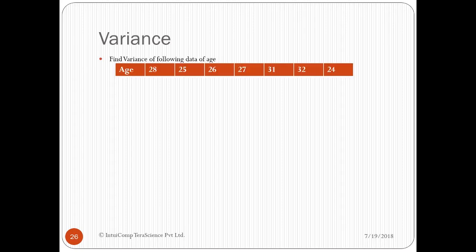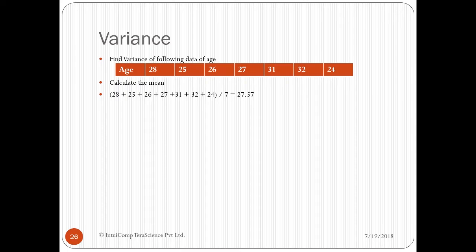So let's take an example and understand what is variance. Consider the following data of age and find its variance. First step is to calculate the mean of data by totaling the data and dividing by the number of observations, as we have done previously. Hence the mean is found to be 27.57.